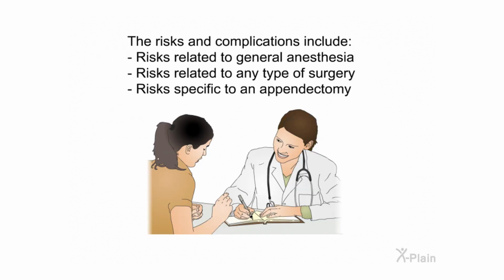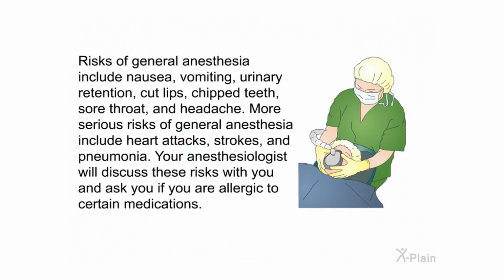The risks and complications include risks related to general anesthesia, risks related to any type of surgery, and risks specific to an appendectomy. Risks of general anesthesia include nausea, vomiting, urinary retention, cut lips, chipped teeth, sore throat, and headache. More serious risks of general anesthesia include heart attacks, strokes, and pneumonia. Your anesthesiologist will discuss these risks with you and ask you if you are allergic to certain medications.